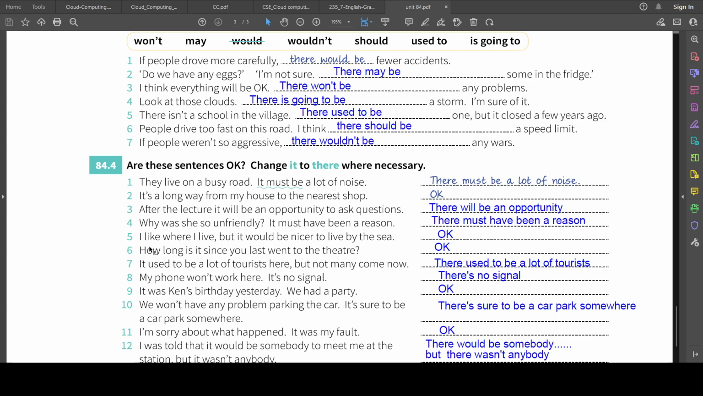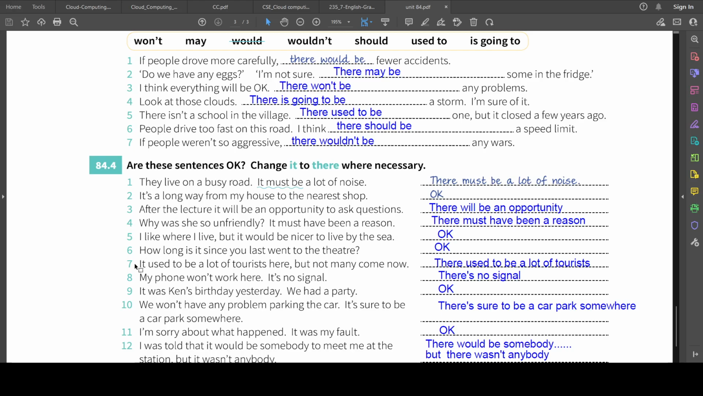The next one. How long is it since you last went to the theater? That's okay because we're talking about how long it is since you last went to the theater. We use it because we're talking about the duration. We're talking about time, weather, and duration. In that case, how long, we're talking about the duration. It's a double question for duration.